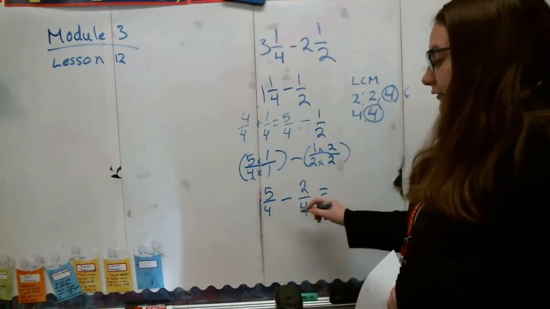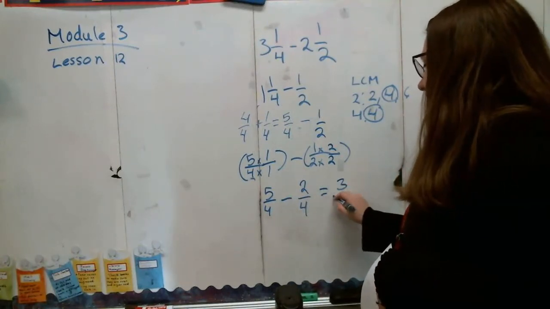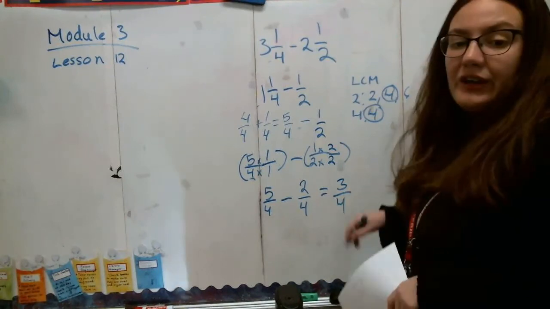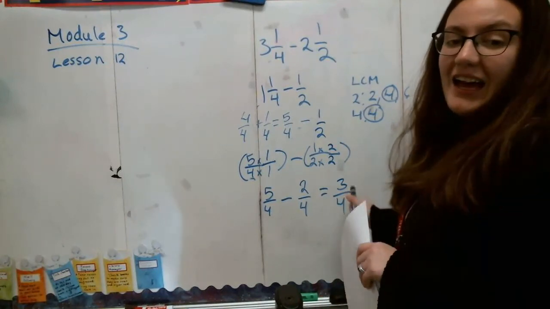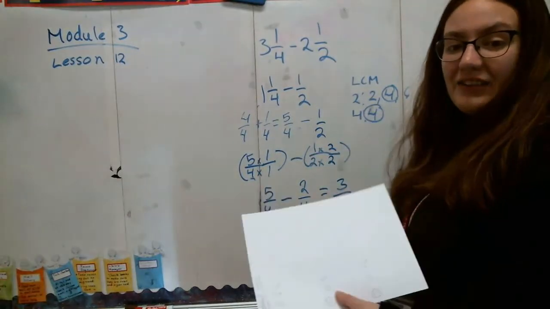So now I have 5/4 minus 2/4. 5 minus 2 is 3. And then my denominator stays 4. 3/4 is a proper fraction, and it is a simplified fraction, so I don't need to touch it. And that is the end of this lesson.